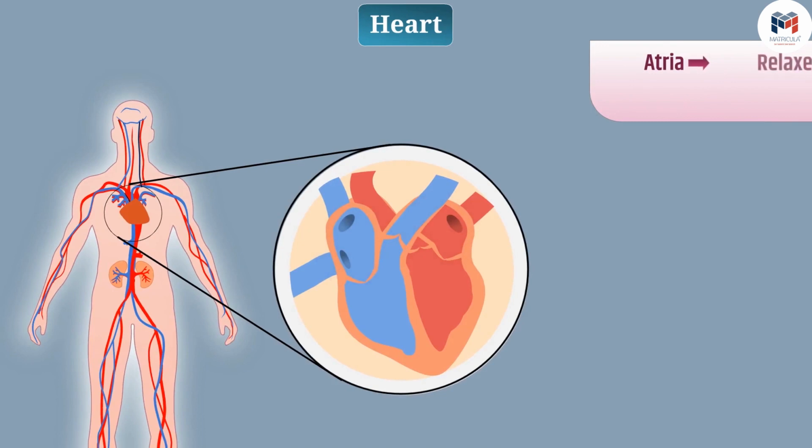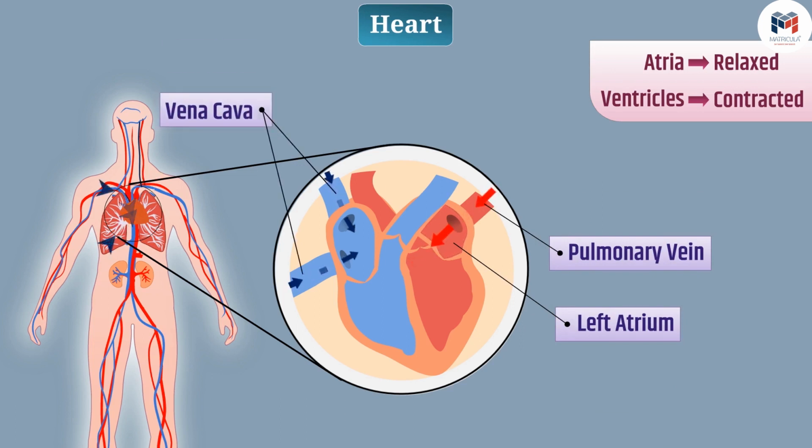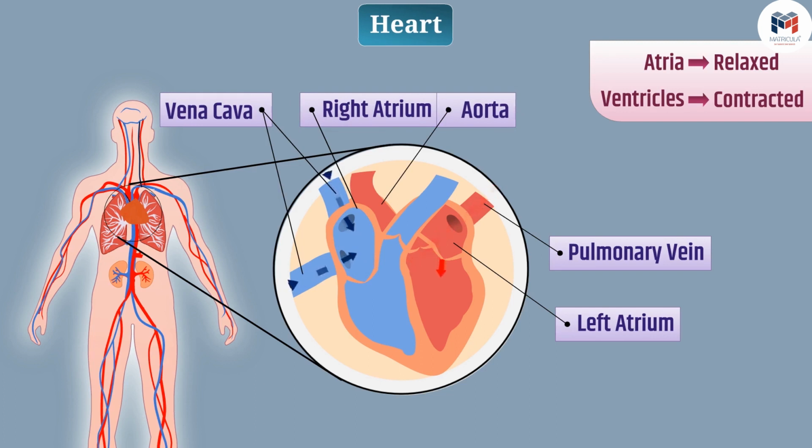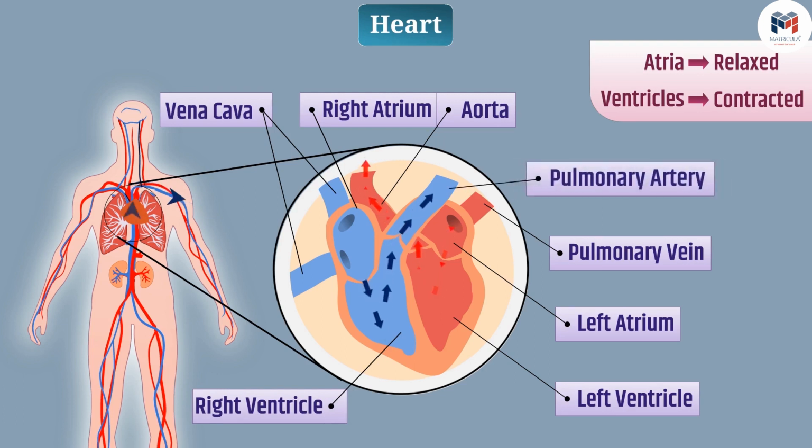When both the atria get relaxed and both the ventricles get contracted, then from the lungs, pulmonary vein brings oxygenated blood into the left atrium. From the body parts, the vena cava brings the deoxygenated blood into the right atrium. Aorta carries oxygenated blood from the left ventricle to various parts of the body. Similarly, the deoxygenated blood in the right ventricle is carried by pulmonary artery to the lungs for oxygenation. There is a valve between the atrium and the ventricle which prevents backflow of blood.